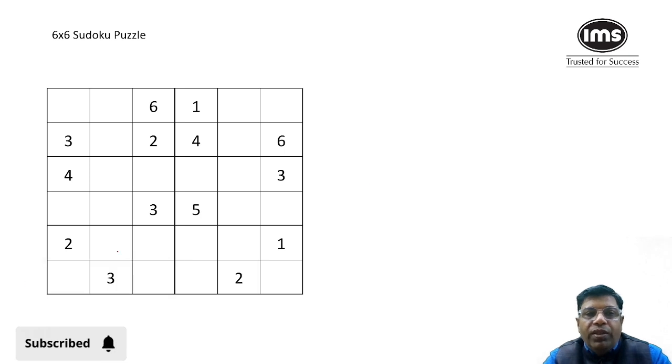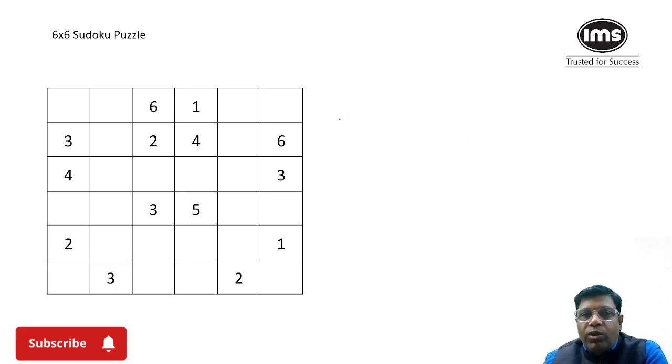Now how do we observe? So now the starting point would be to look at all those rows or all those columns where maximum numbers are already given. Like for example here row 2. Now we know that in row 2, 3, 2, 4, 6 have been already filled. So you have to fill 1 and 5. So this could be a starting point.